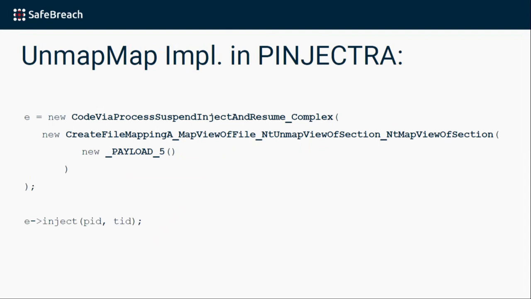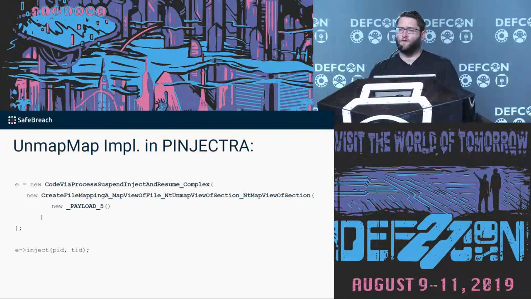Okay. Continuing with the series of demos that we have planned for you today, as Amit mentioned, the very exotic and interesting technique of unmap and map, which includes many different steps along the way. Again, with Pinjectra, we've broken it down into these three different classes. For the people here that were keeping notes on the actual class names, you can see that the CodeVia suspend, inject, and resume underscore complex was already used in our own implementation of the stack bombing.